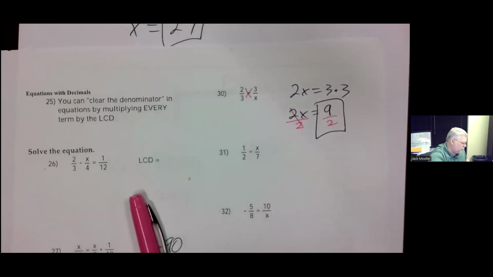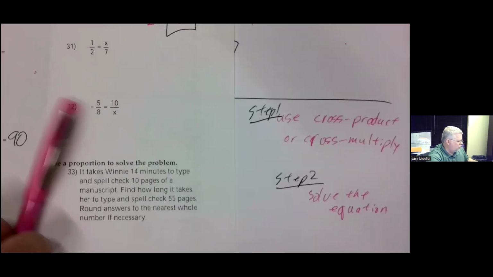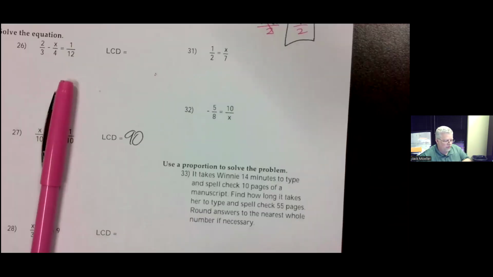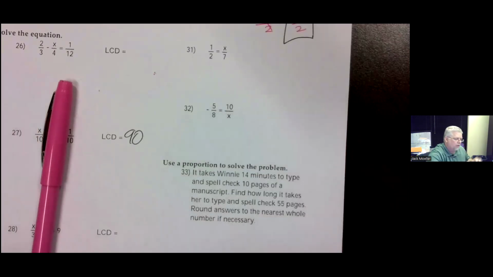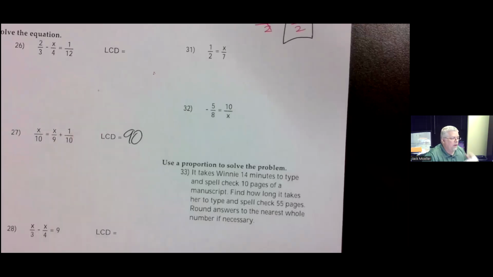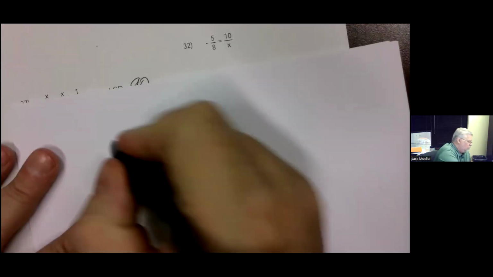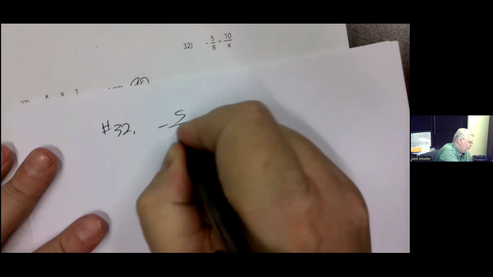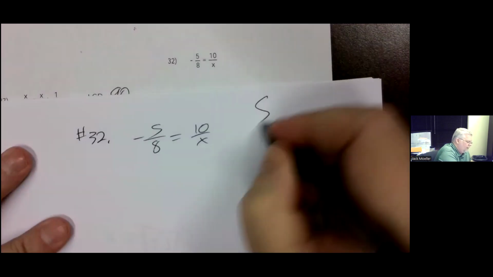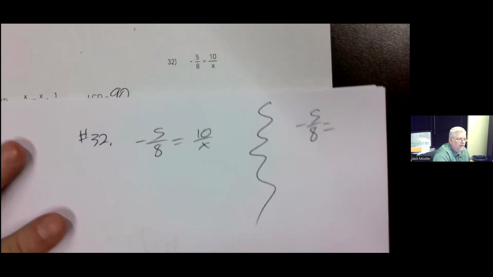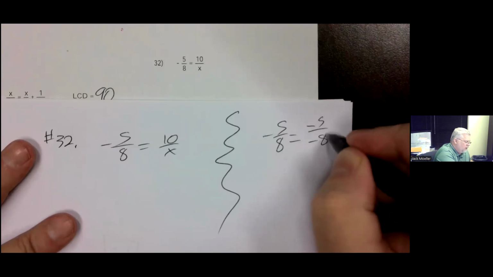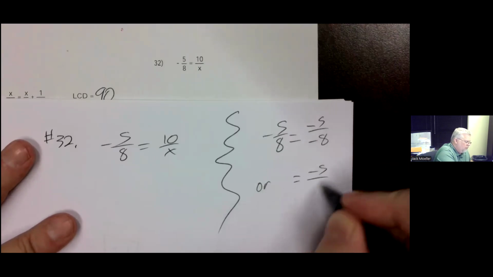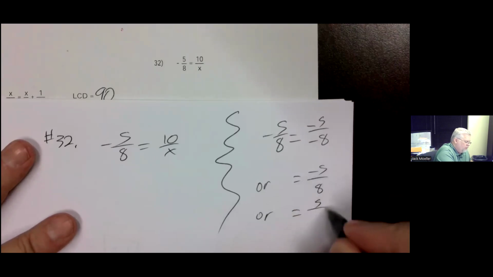All right, let's skip 31. That's still pretty basic. Let's look at 32. So we have negative 5/8 equals 10 over x. Okay, so here's the question. What do we do with that negative? Because when we're doing the cross product, that negative is not part of the fraction, it's like outside. This is one of the reasons why we talked about this back when we were doing integers and division. So here's the question. When we have negative 5/8, is that negative 5 over negative 8? Or is it negative 5 over positive 8? Or is it 5 over negative 8?